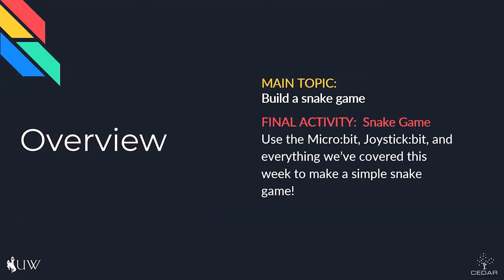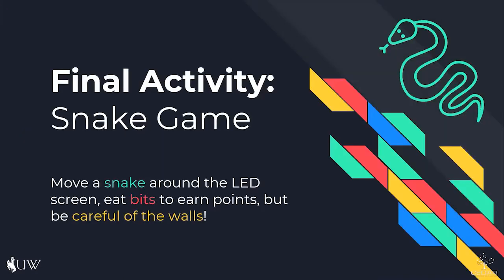Today, we're going to use the microbit, joystick bit, and everything we've covered this week to make a simple snake game. Our game is going to be a simpler version of the snake game that you may have played before. You'll move your snake around the microbit screen and eat bits to increase your score. The game will move a little faster every time you eat a bit, and if you run into a wall, it's game over.